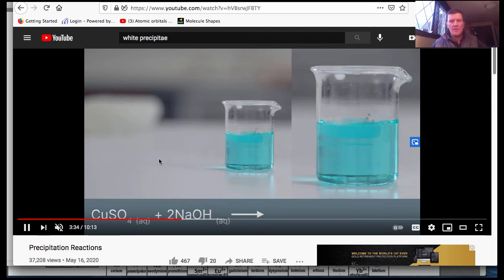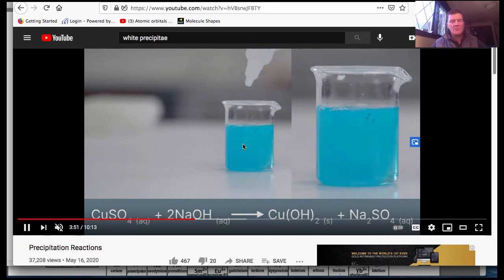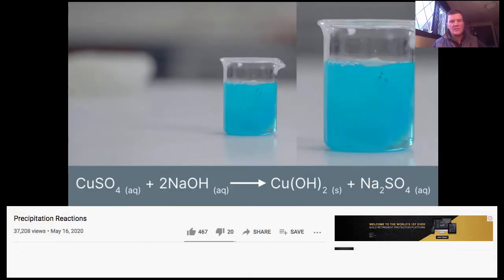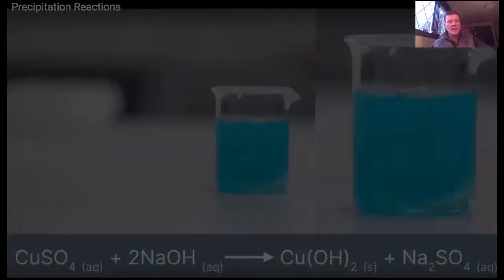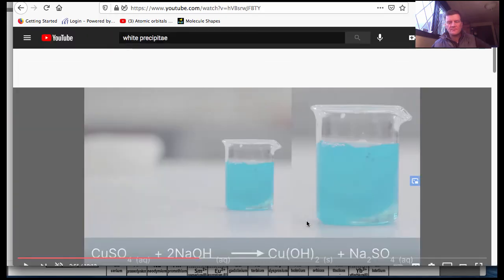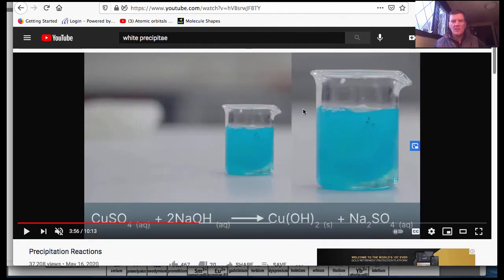Okay? And when we combine those two solutions, we start to put them together. You're going to see a blue precipitate. That cloudiness right there is actually a solid that is being formed by combining those two liquids. So here is your copper hydroxide right here. All right, the copper hydroxide is the solid. It's the blue solid, the copper hydroxide, and the sodium sulfate is still dissolved in water.